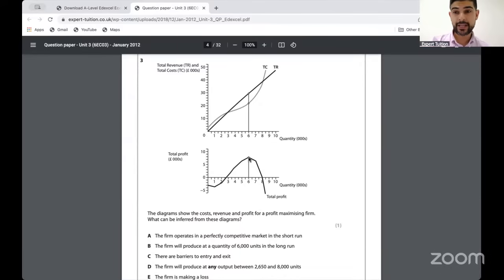C, there are barriers to entry and exit. Well, hopefully we know from our revision that in perfect competition, there are no barriers to entry. Yeah, so it can't be C. D, the firm will produce at any output between 2,650 and 8,000 units. You can always discount those types of options, by the way, because profit maximization is always at a specific level of output. It's always like at MC equals MR. There's no other output level. So it's not a range of output. It can't be D. And then finally, obviously, the firm is not making a loss. They're clearly making supernormal profit.